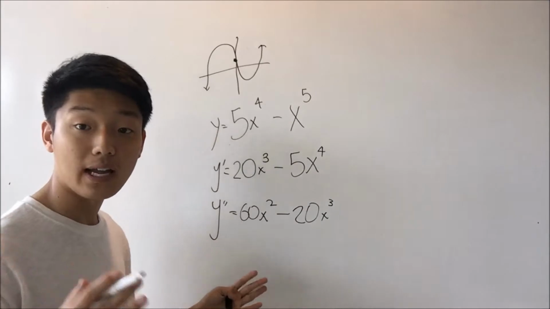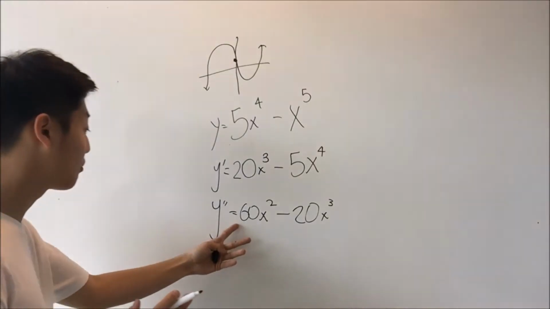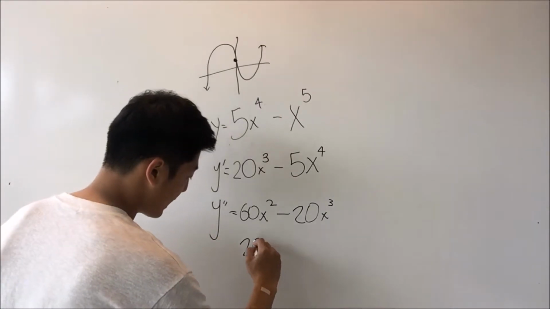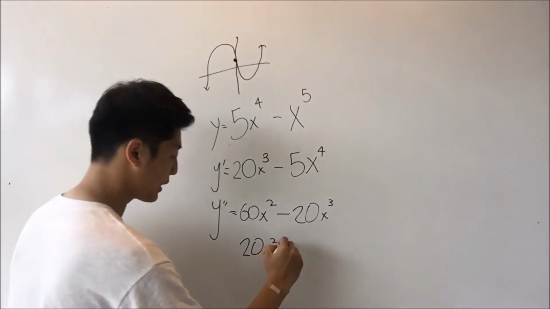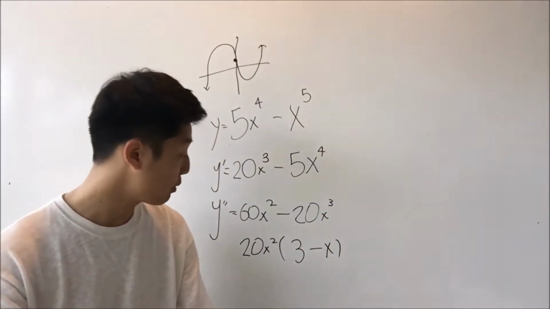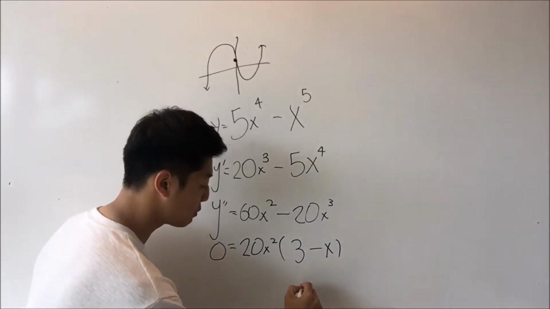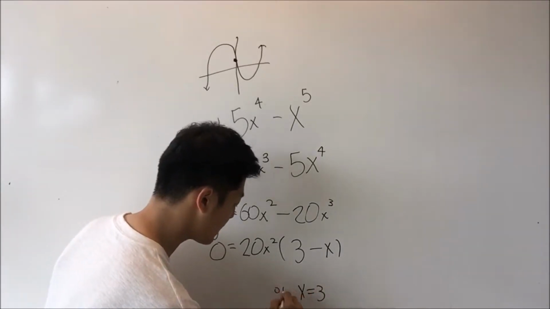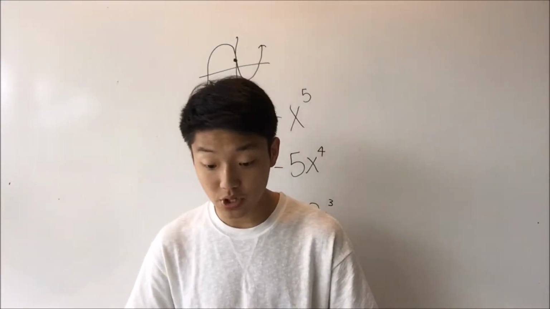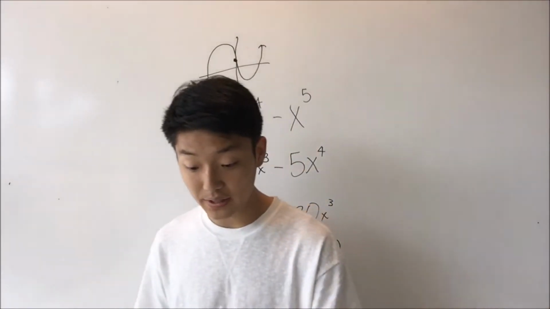Because the point of inflection touches the x-axis on the y double prime graph, let's solve for x. Combine the like terms, 20x squared I will take out. So this will become 3 minus x. Now, because it's point of inflection, let's solve for 0. So x will equal 3, or x will equal 0. In the options, it has all the options: 0 for only the x value, 0 and 3, and 4.